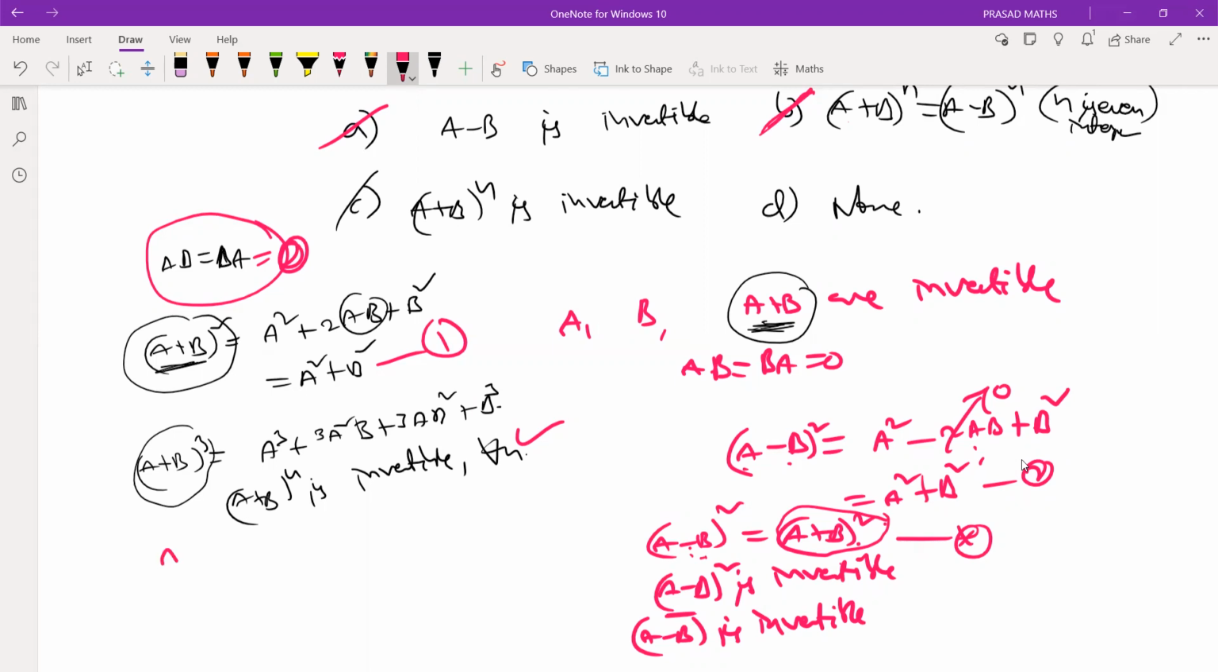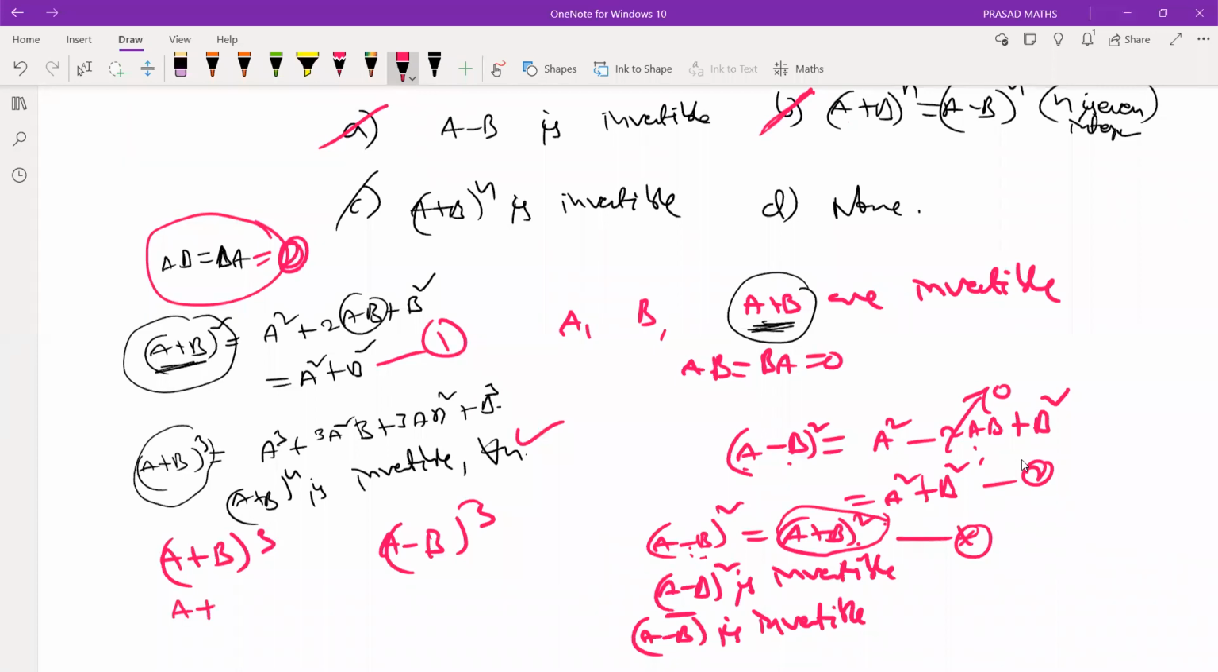See, what about a cube plus b cube? Are they equal? (a plus b) whole cube and (a minus b) whole cube. Are they equal? No, sir. No, right?